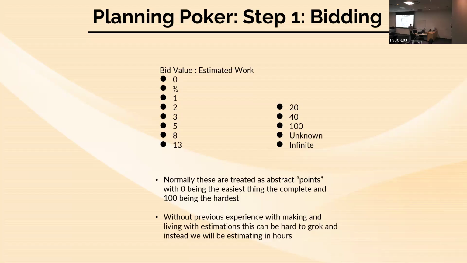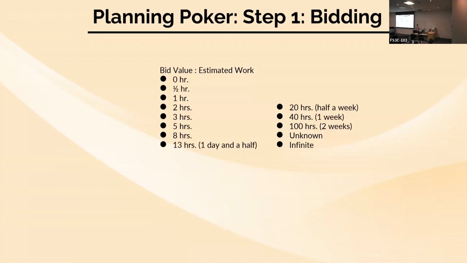They are best guesses. You're trying to come to an assumption on what you think is going to happen from all the knowledge you have at the moment. So just try to avoid those downsides of estimating in hours as best as you possibly can. All right, so we're going to be doing those inside of the hour values instead. So 0 hour, 1 half hour, 1 hour, 2 hours, 3 hours, 5 hours, 8 hours, 13 hours, 20 hours, 40 hours, 100 hours, unknown and infinite hours.